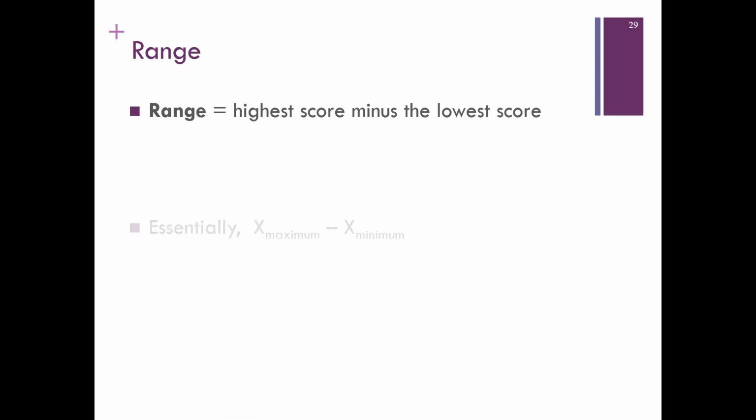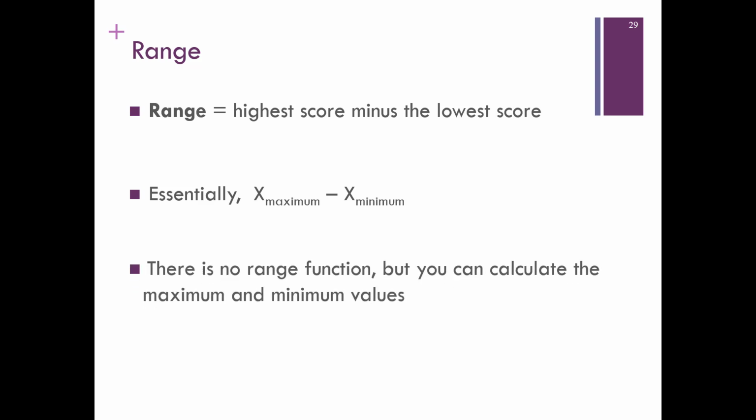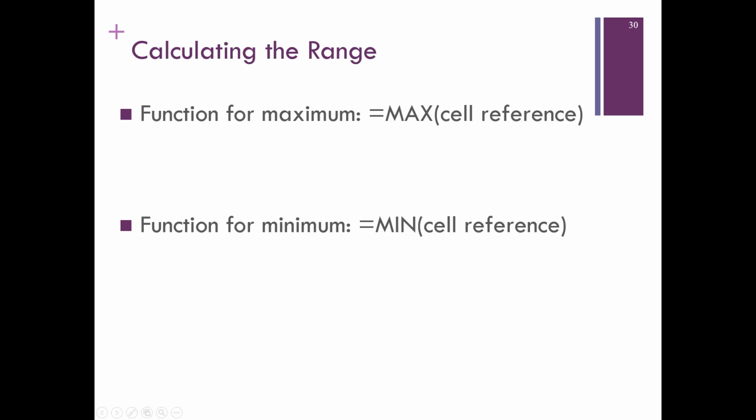So let's talk about range. And so range is the highest score minus the lowest score. So what you need to calculate is the maximum score and the minimum score and take the difference. Now in Excel there's no range function, but you can calculate the maximum and the minimum values, and that will help you to obtain the range. So here are the functions for maximum and minimum values. Go ahead and input these in applicable cells and make those calculations. So you can pause this video now.